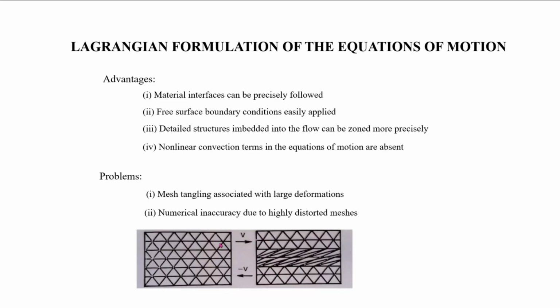I have a volume of fluid, the top layer moves to the right, the bottom layer moves to the left, and the mesh in the middle layer gets highly distorted, and eventually we lose accuracy. So this method can work up to a certain time interval, and then you have to do something because you are losing accuracy. So this was strictly Lagrangian methods.